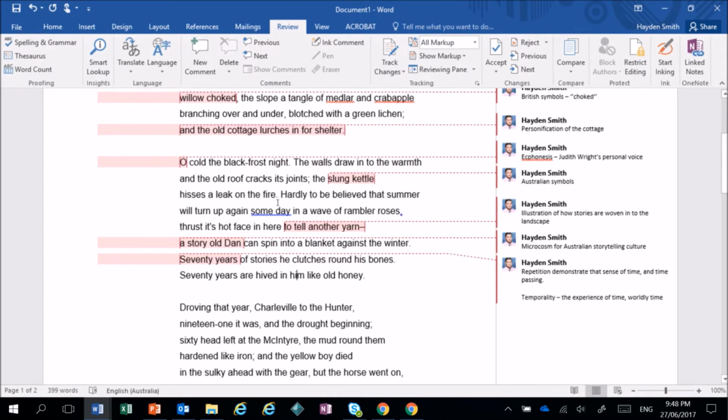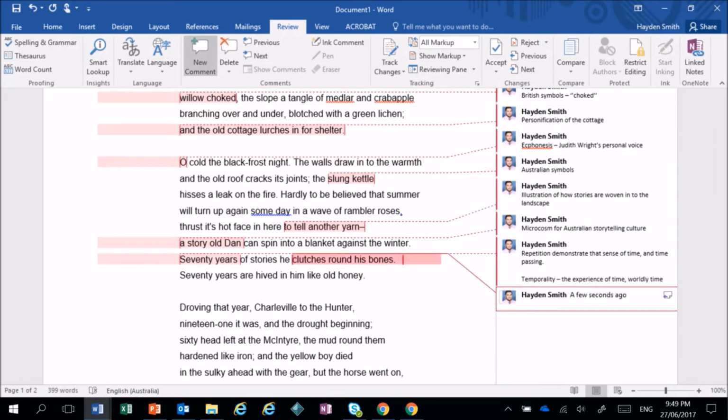And I think that, 70 years of stories he clutches round his bones, 70 years are hived in him like honey. Time here, or the experience of time, is one that's obviously got that sense of nostalgia, but there's also that sense of these stories are what he holds to, these experiences are what he holds to as a sense of comfort and security. Okay, and that imagery of clutches around his bones and hived in him like honey shows that the stories represent his own sense of comfort and security. They allow him to feel that sense of place, that sense of belonging.